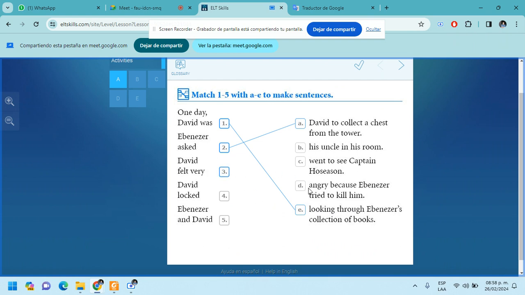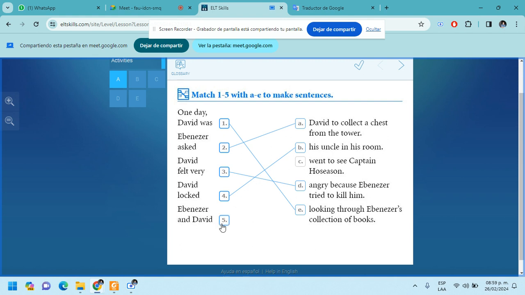David felt very angry because Ebenezer tried to kill him. David locked. Locked means es echar el candado, ¿no? Cerrar con cerradura. David locked his uncle in his room. Sí, lo encerró a su tío. Because he was very angry. And he tried to kill him, so, to be safe, locked his uncle in his room.